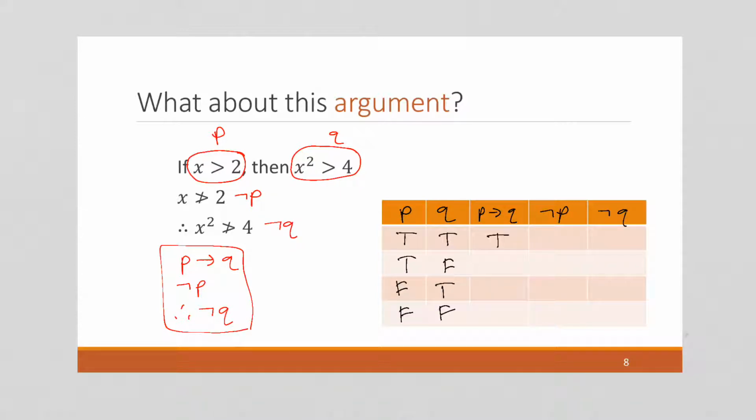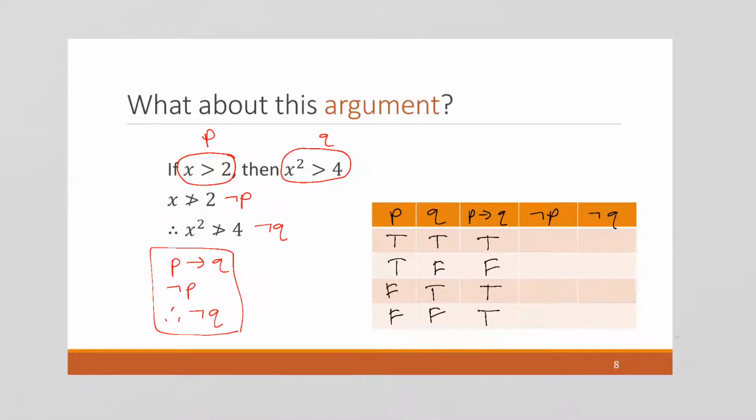If you try to rush these truth tables and do them in less space, what I've found is it makes it a lot easier to make mistakes. So not P, not Q.